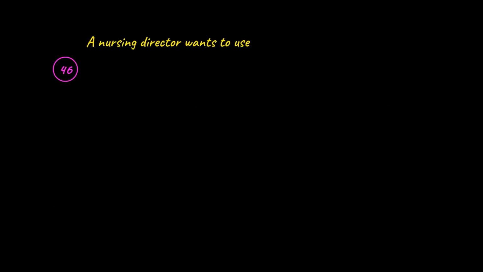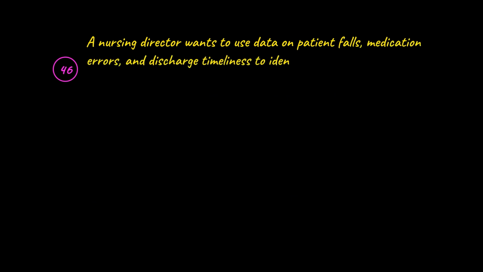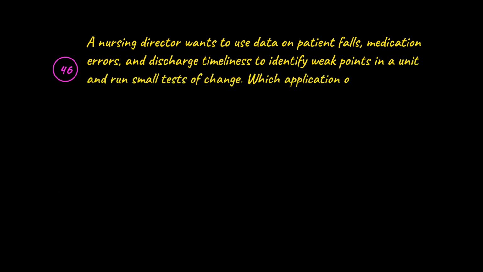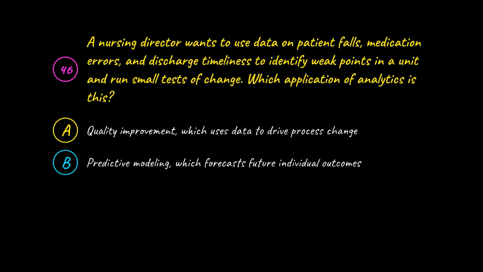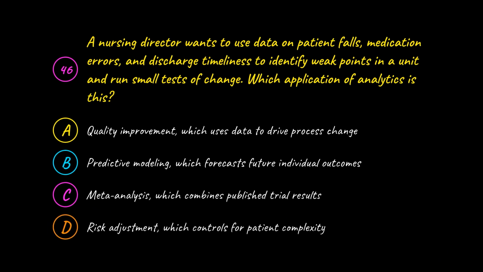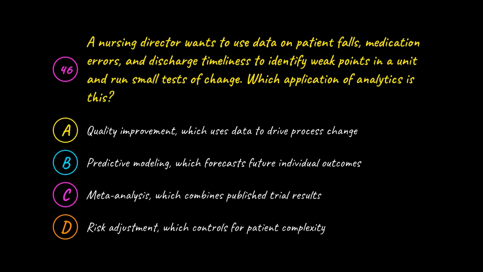Question 46. A nursing director wants to use data on patient falls, medication errors, and discharge timeliness to identify weak points in a unit and run small tests of change. Which application of analytics is this? Your options are A. Quality improvement, which uses data to drive process change. B. Predictive modeling, which forecasts future individual outcomes. C. Meta-analysis, which combines published trial results. D. Risk adjustment, which controls for patient complexity. Which would you go with? Lock it in before the reveal.